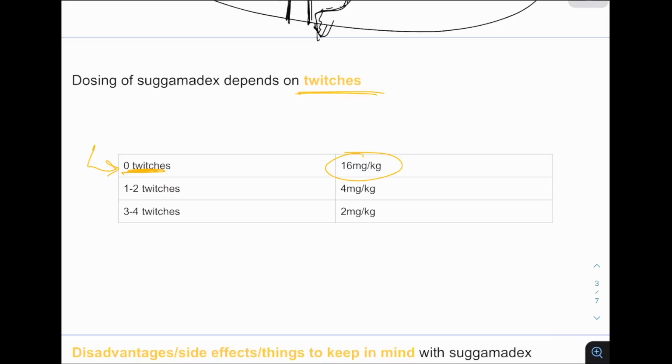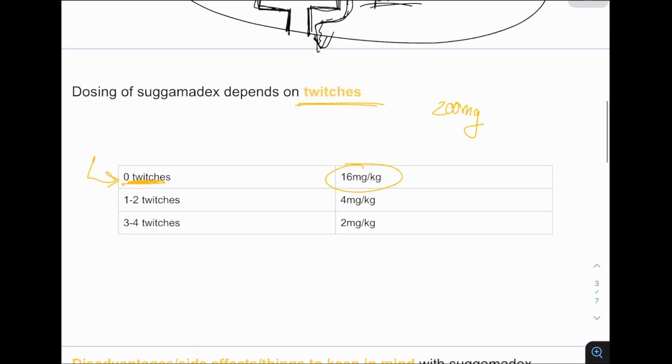Now, most vials of Sugammadex come with 200 milligrams in a vial. This means that if your patient weighs 100 kilograms, you would essentially need to give 1600 milligrams of Sugammadex. Now, if the patient has mild or moderate paralysis, aka 1 to 2 twitches, you give 4 mg per kg. In this example, if your patient is 100 kilograms, you would give 400 milligrams of Sugammadex.